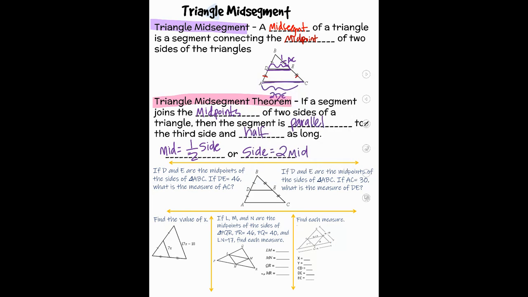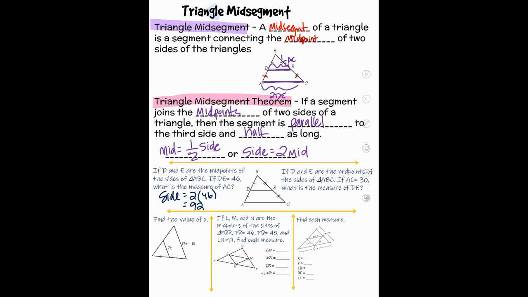Okay, if D and E are the midpoints of this triangle ABC, DE is 46. What is the measure of AC? So we are trying to find the side of the triangle. So we're going to take 2 times the midsegment of 46. So that side, if we do the math, is 92.